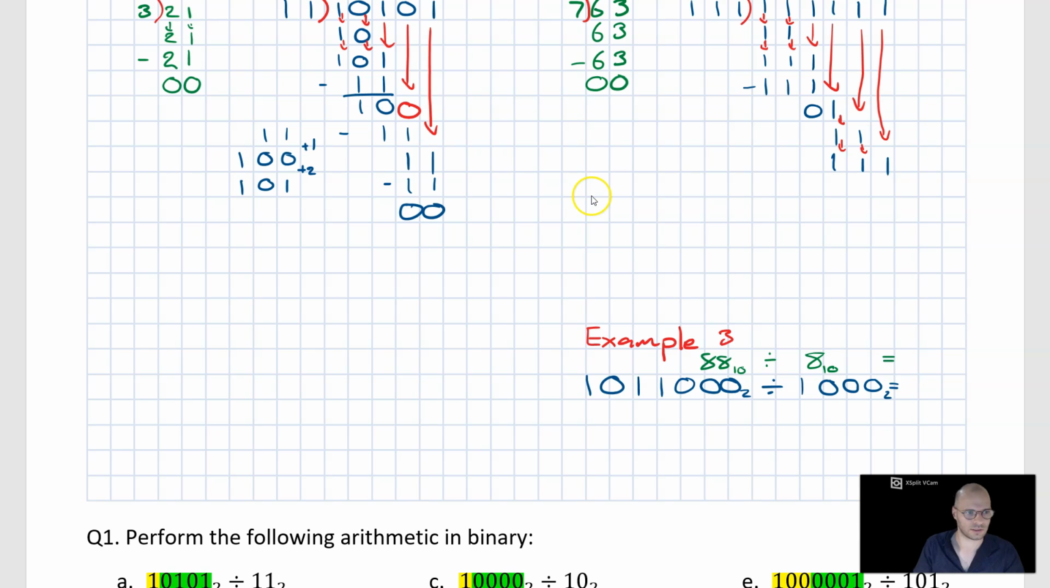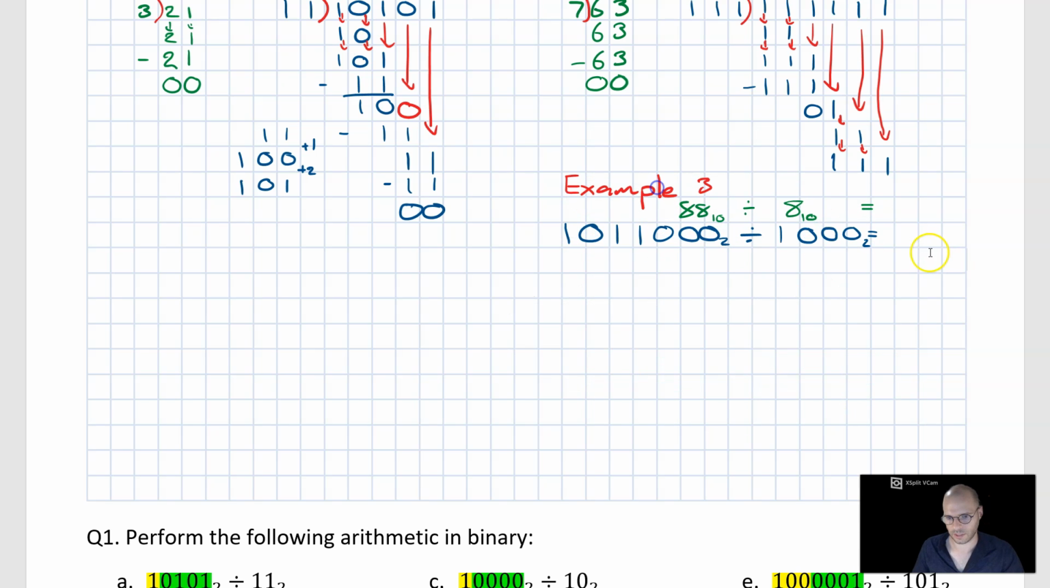Alright, let's go for example 3. In example 3 here we've got 88 divided by 8, and we simply know that's going to be 10. So we won't worry about doing that arithmetic again. Alright, jumping into it. In the past, what we've been doing is we look at each number individually. So we'd start with this 1 and we ask, does 1000 fit into it? And of course we know it doesn't work every time it's 0.